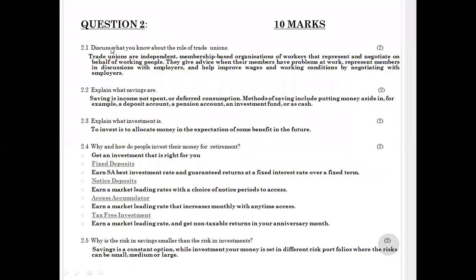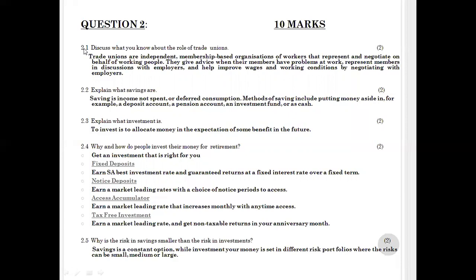Right, there's question 2, 10 marks. Okay, let's take each of them. There were 5 questions. All 5 of them are counting, it looks like 2 marks each. Right, 2.1 is saying, discuss what you know about the role of trade unions. So it's all about the role of trade unions.